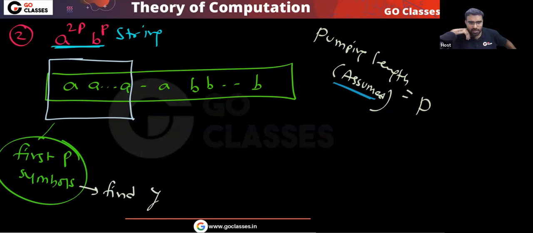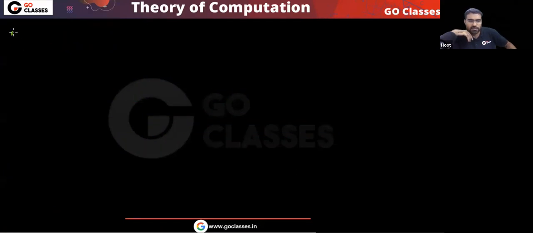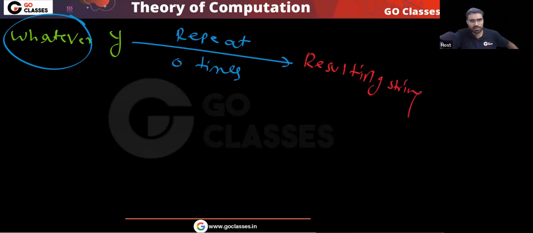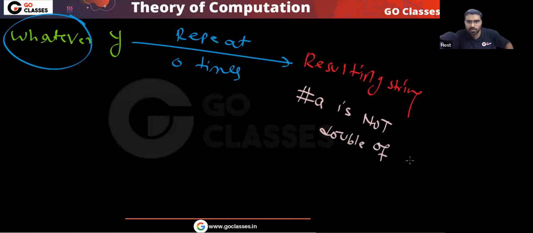What I am saying is that whatever Y you take, for all Y, repeat it 0 times. In the resulting string, can I say that definitely the number of A is not double the number of B? Yes or no?